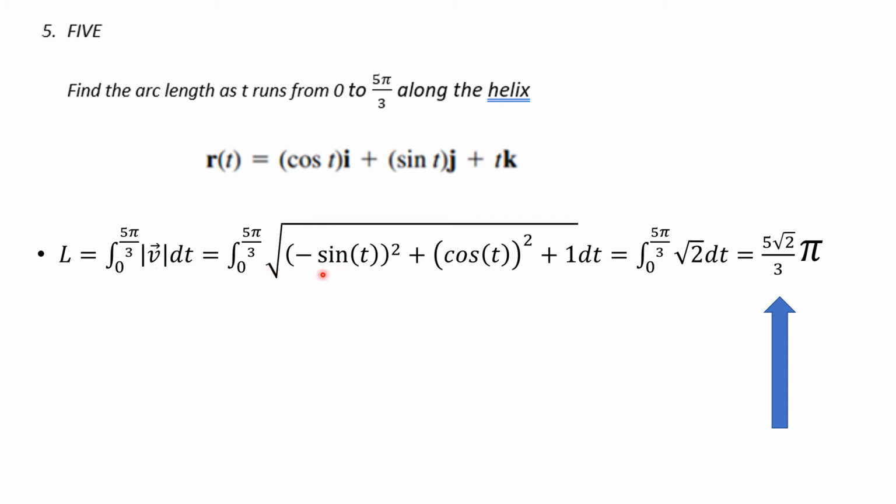And the velocity is the derivative of this. So I get minus sine of t, cosine of t, and I get 1 here. So it's the square root of those squared. And if I add those up, noting that sine squared of t plus cosine squared of t is 1, I get square root of 2. I calculate this integral, and I get 5 square root of 2 over 3 times pi. And so that's the answer that you should have gotten for number 5.